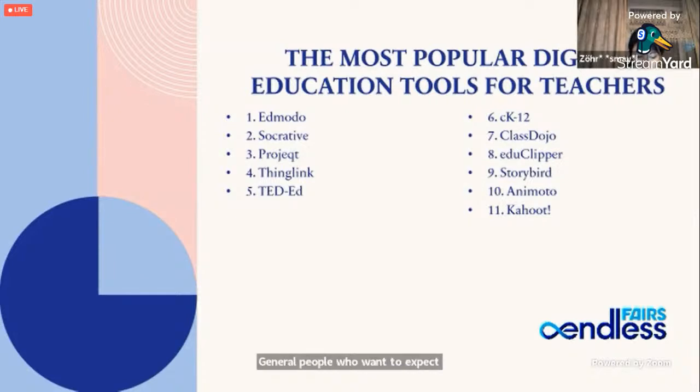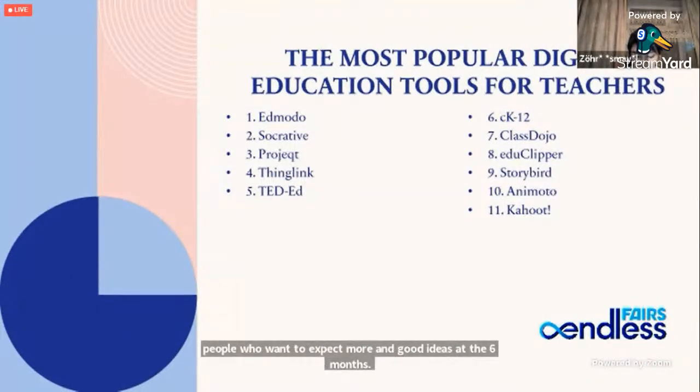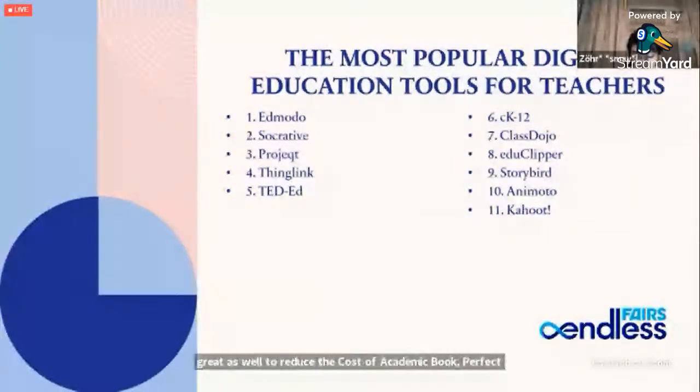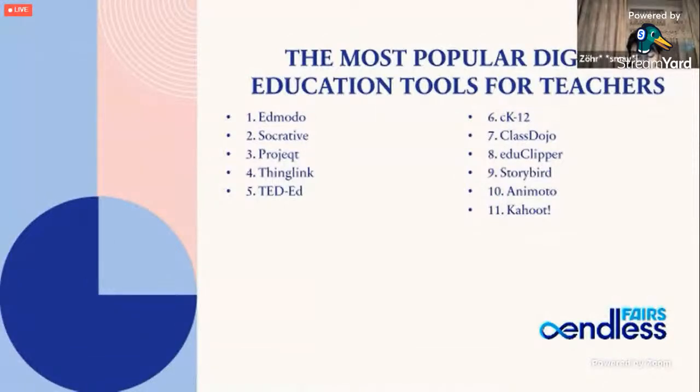And the sixth one is CK-12. CK-12 is a website that seeks to reduce the cost of academic books for the K-12 market in the United States and the world. To achieve its objective, this platform has an open source interface that allows creating and distributing educational material through the internet, which can be modified and contain videos, audios, and interactive exercises.